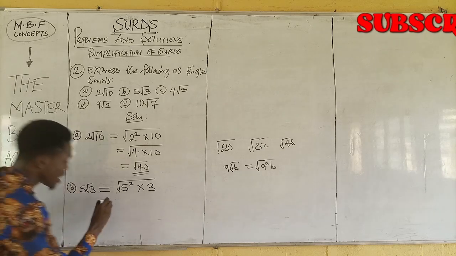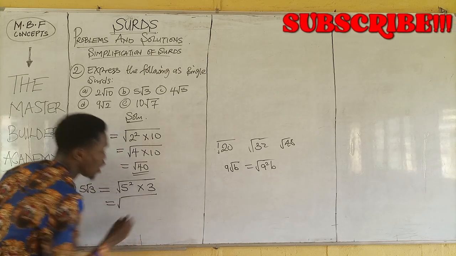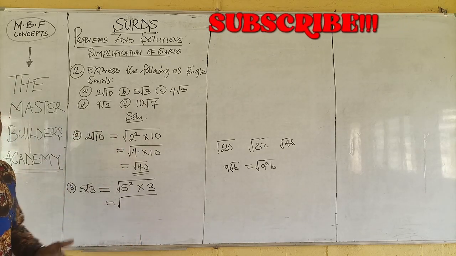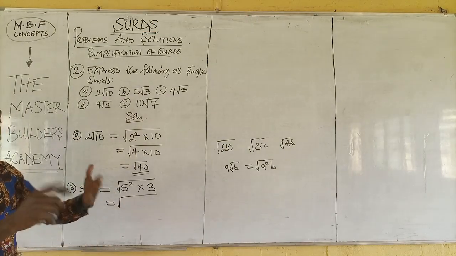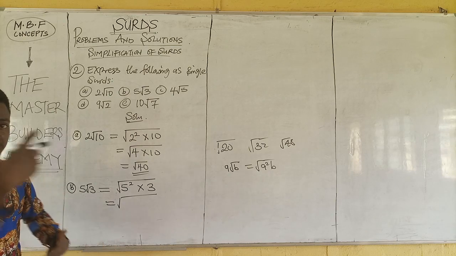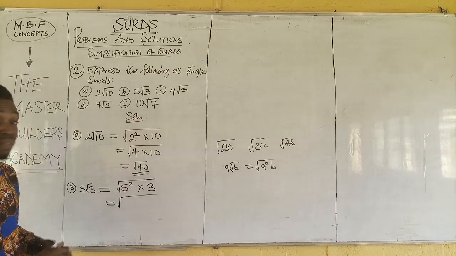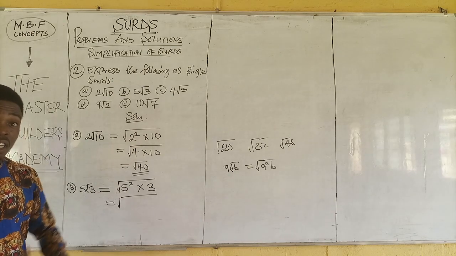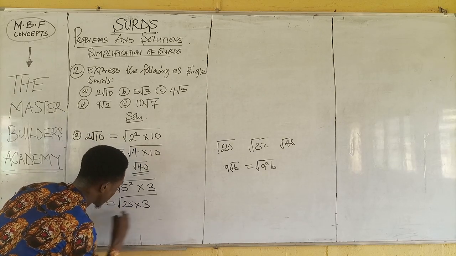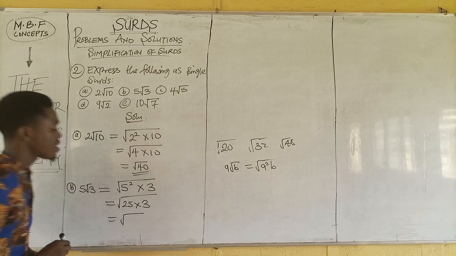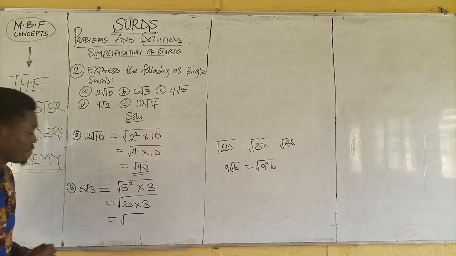So the next thing we do is to find the square of 5, which shows that this is 5 times 5. 5 squared means 5 times 5, and 5 times 5 is 25. So you put down 25 times 3, guys. 25 times 3 would give us what? 75.